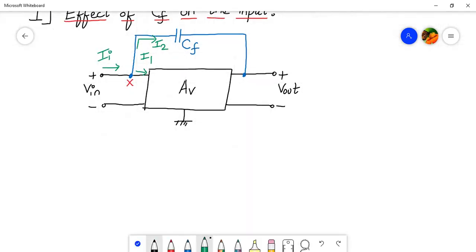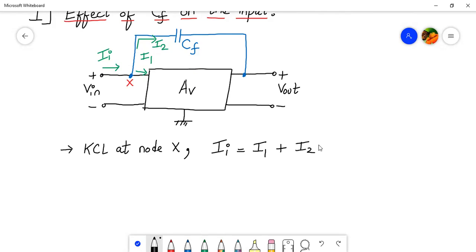So over here, the first step is to apply the KCL. Apply KCL at node X. So what will be the result over here? The KCL says that incoming current and outgoing current should be same. So that means over here we can write Ii will be equal to I1 plus I2. Okay? Ii is equal to I1 plus I2.